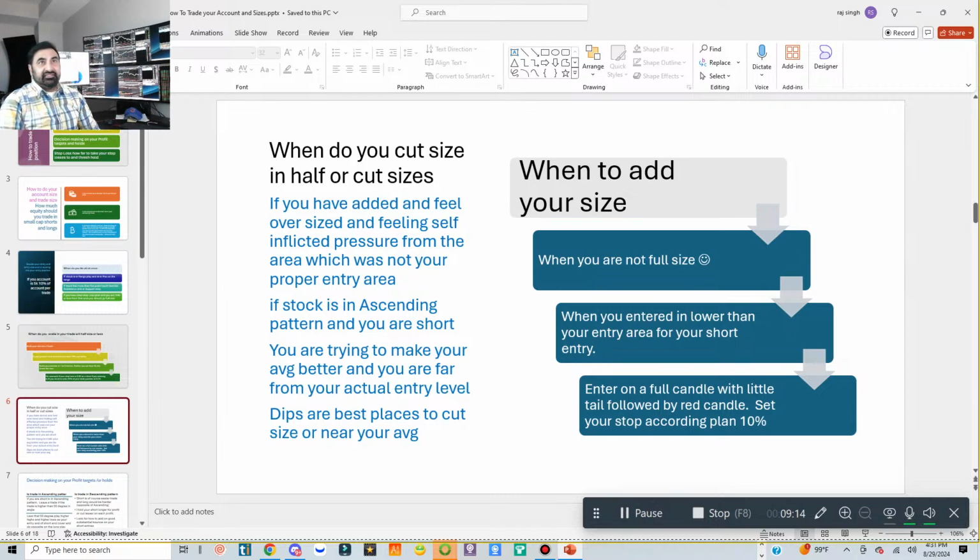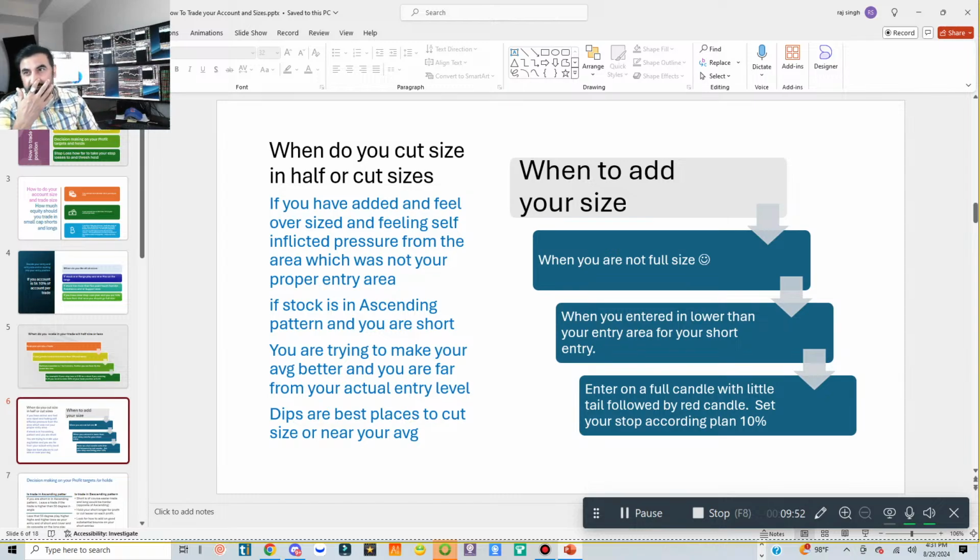Next slide. When do you cut size in half or cut size, and when do you add to your size? We were just talking about when to add. When do you cut your size? We're going to talk about that in a second. When do you add to your size? When you're not full size, obviously. When you have entered lower than your entry area of your short entry, or supposedly long, you can flip it vice versa. When you're not full size, when you have entered lower than your entry area on your short entry, enter on a full candle with a little tail followed by a red candle.